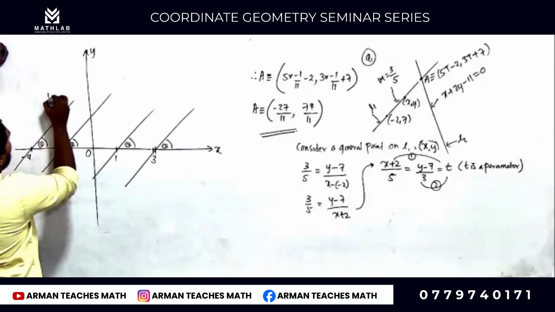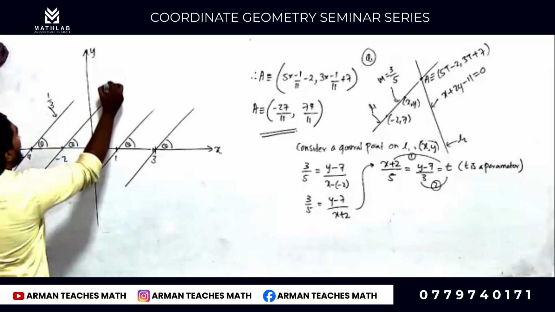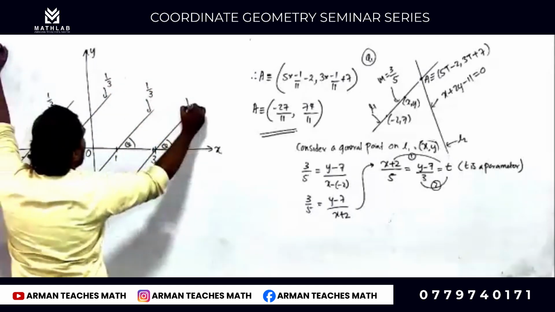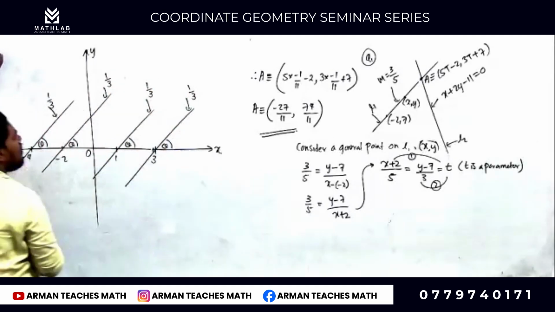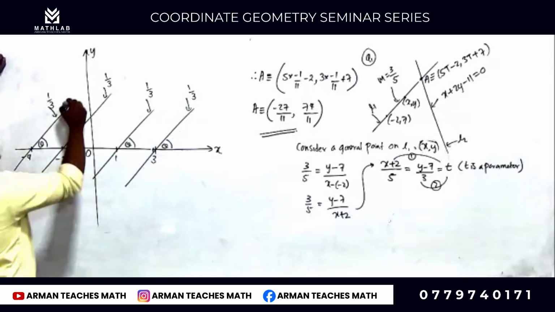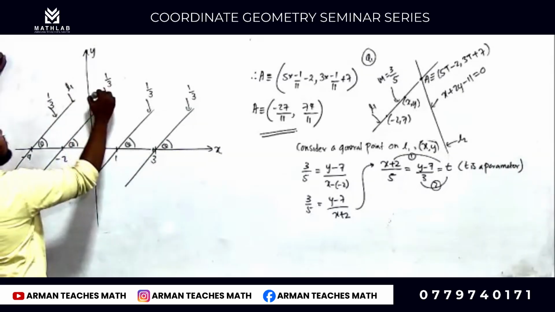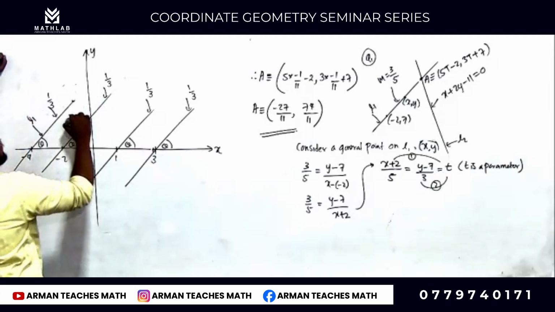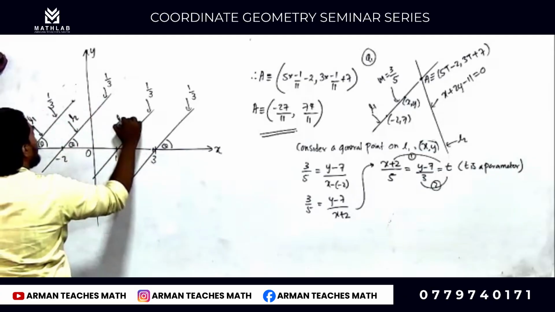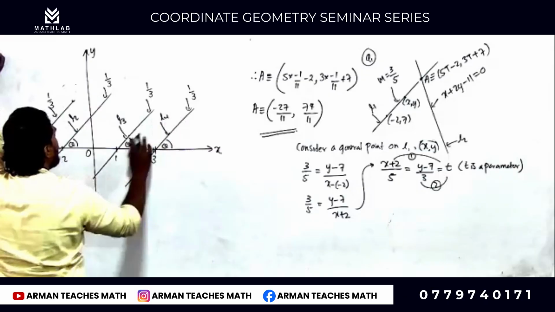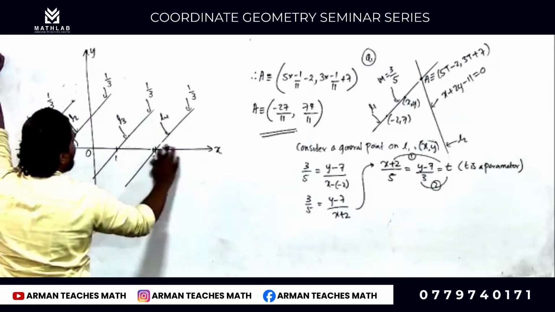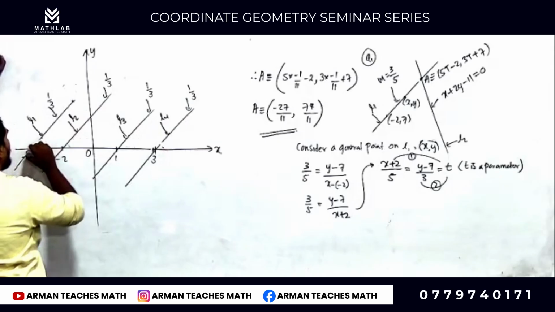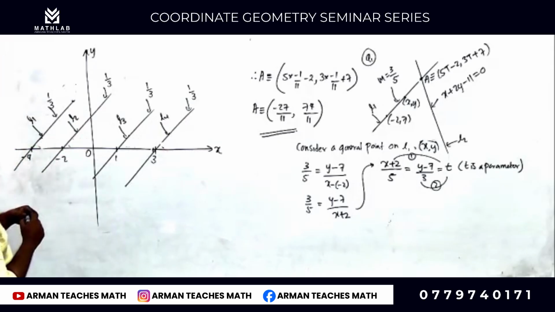If I take this one's gradient as 1/3, this one's gradient is also 1/3, and this one's gradient is also 1/3. Right? So let's name them L1, L2, L3 and L4. The picture is getting complicated, so I'm not going to write that. So we'll take L1, L2, L3, L4 like that.